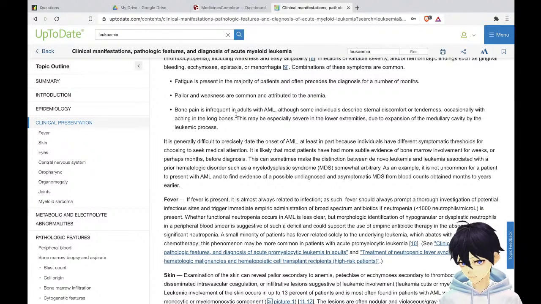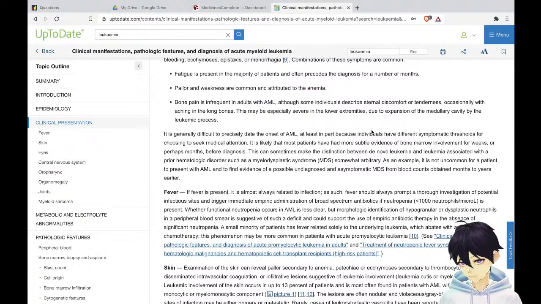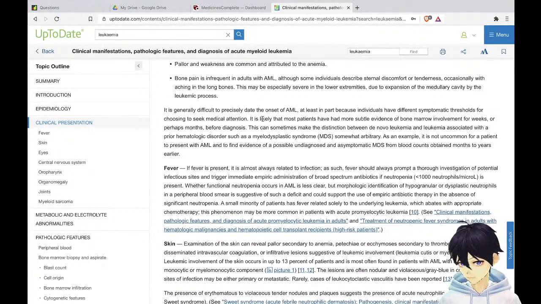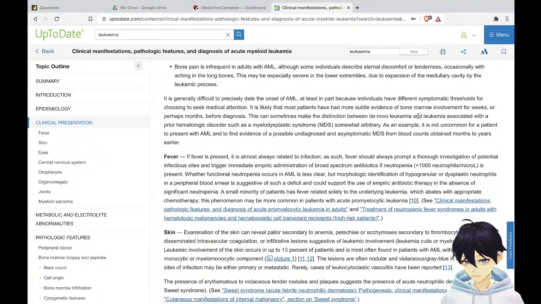Bone pain is infrequent in adults with AML, although some individuals describe sternal discomfort or tenderness, occasionally with aching in the long bones. This may be especially severe in lower extremities due to expansion of the medullary cavity by the leukemic process. It is generally difficult to precisely date the onset of AML, at least in part because individuals have different symptomatic thresholds for choosing to seek medical attention. It is likely that most patients have had more subtle evidence of bone marrow involvement for weeks or perhaps months before diagnosis.